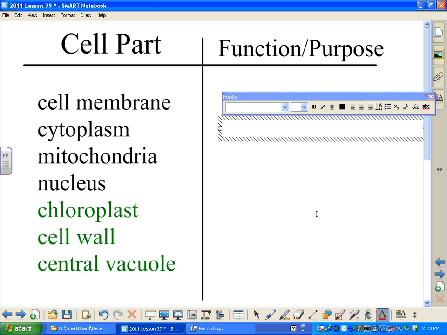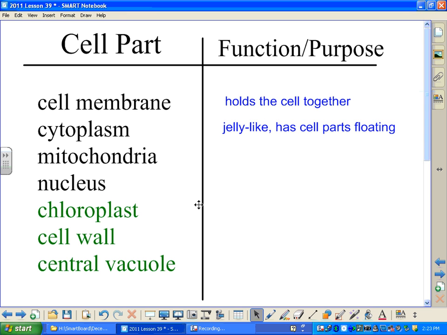The cytoplasm is jelly-like, and it has cell parts floating in it. This is where a lot of the chemical reactions happen in a cell. Once again, the cytoplasm is the jelly-like substance that fills the cell. The cell parts, or organelles, is another name for cell parts. The organelles float in this material, and this is what takes up the inside of the cell.